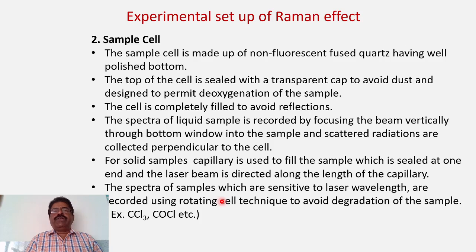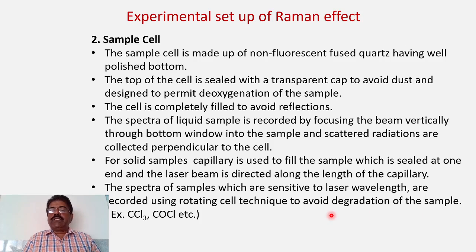In some applications, the samples may get degraded because of the laser radiation. They are sensitive to laser wavelength. So in such cases, you need to take care. So what type of care is taken, or what type of sample cell is used? In these particular cases where the sample gets degraded when it is exposed to laser radiation, the rotating cell technique is used. That will avoid continuous irradiation of the sample by the laser source.